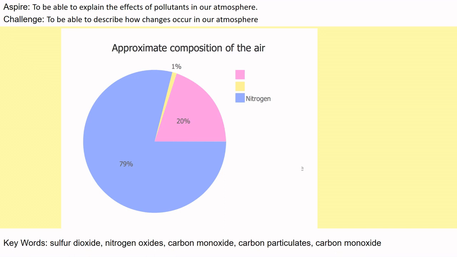Then, in this little 1%, that is actually other gases. That's more than one gas. And the gases actually making up that 1% include carbon dioxide and small proportions of other gases, including argon and water vapour. That means that remaining 20% in that pink section is actually oxygen. It's really important that you know these percentages.